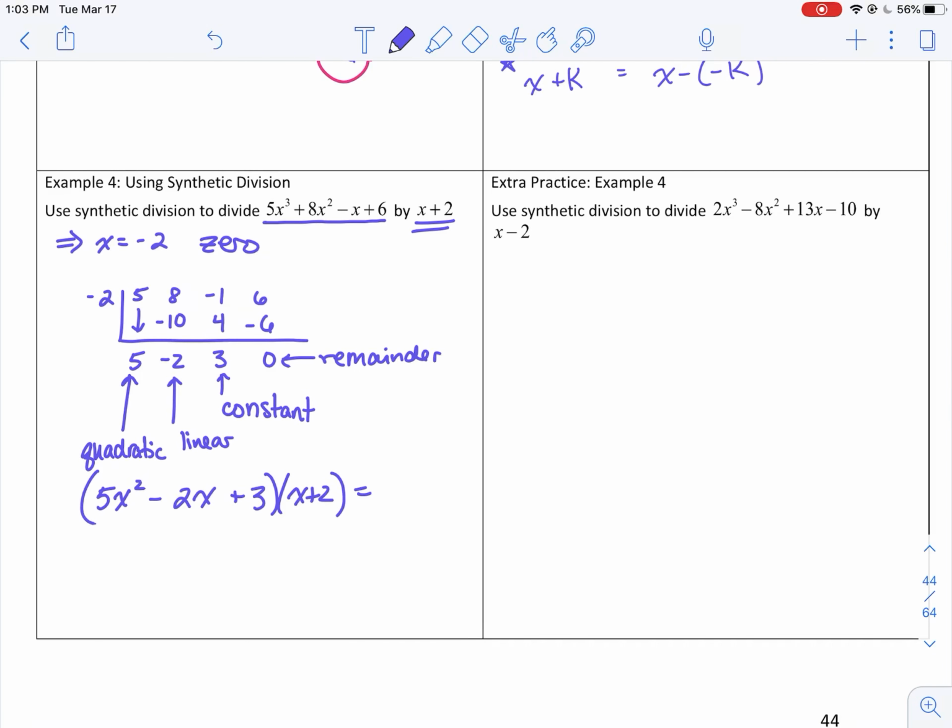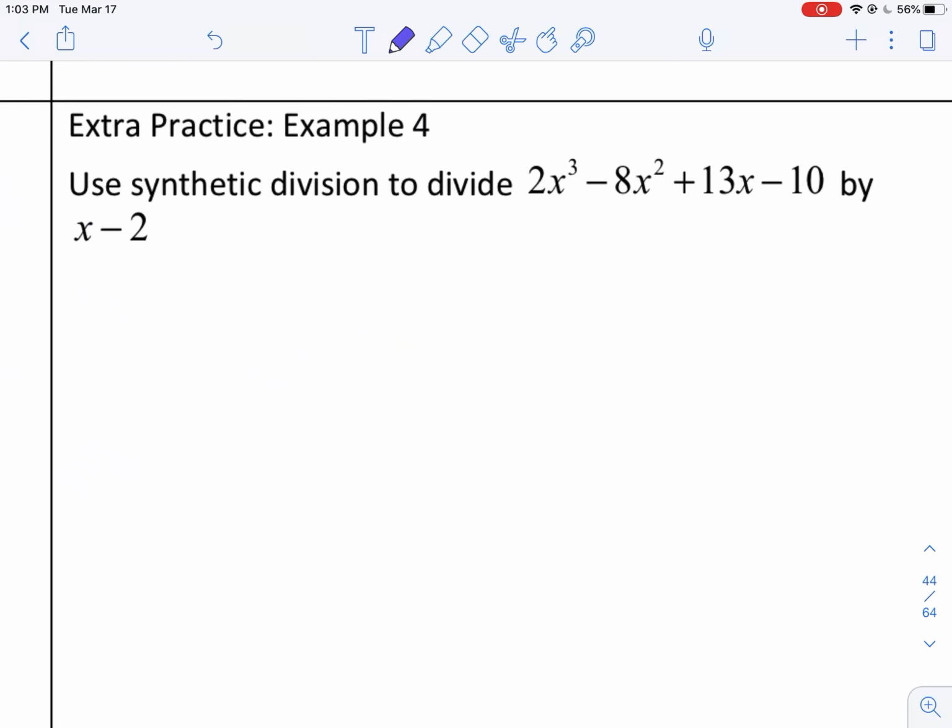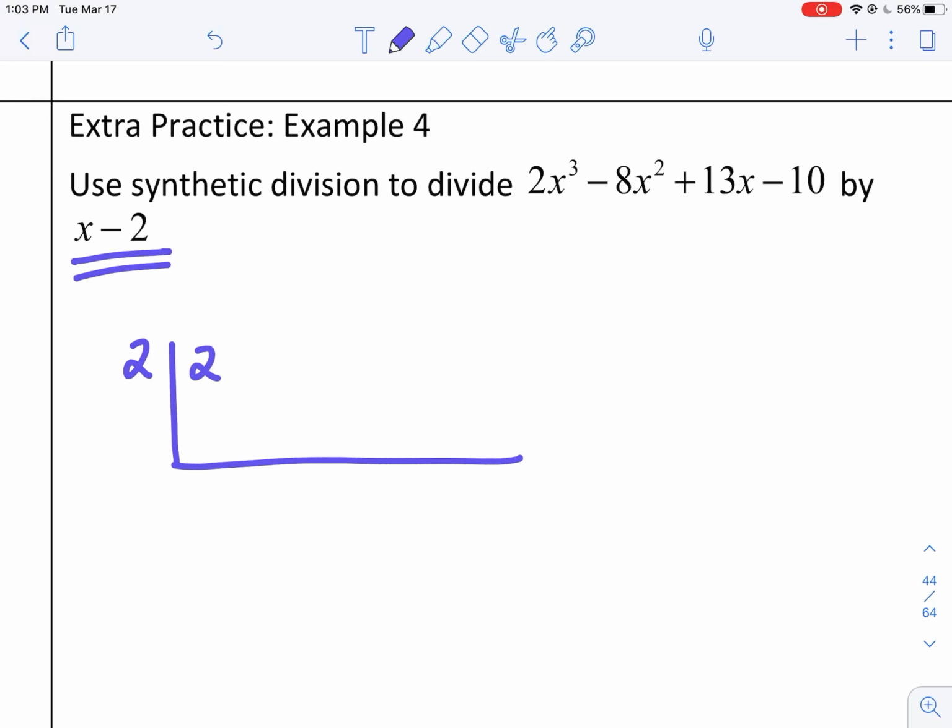So now let's look at the next example, extra practice example 4. To use synthetic division here, step 1, if x minus 2 is my factor, then we know that 2 is going to be our 0 that we're dividing by. So I have now my list of coefficients: 2, negative 8, 13, negative 10. First step, bring down the 2.